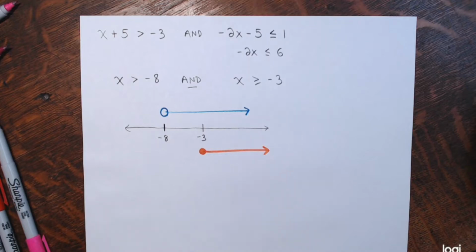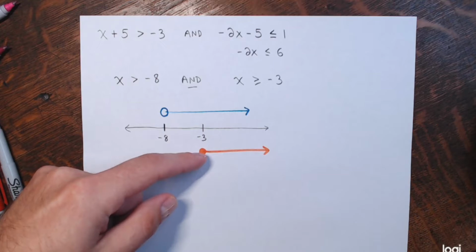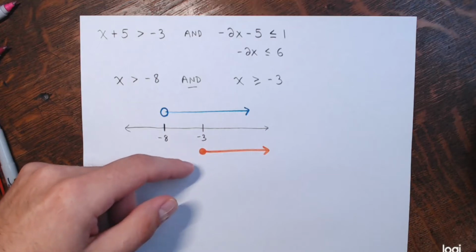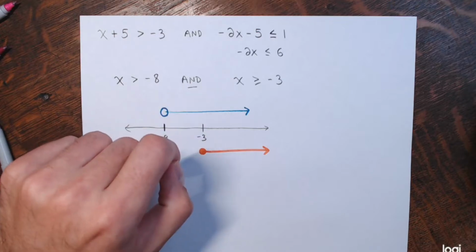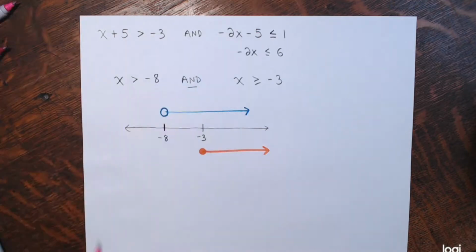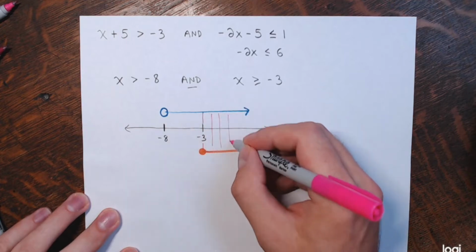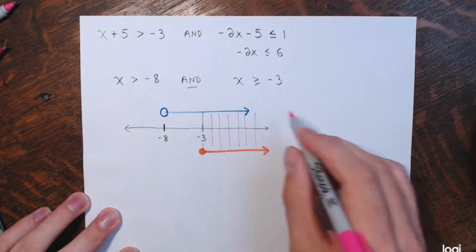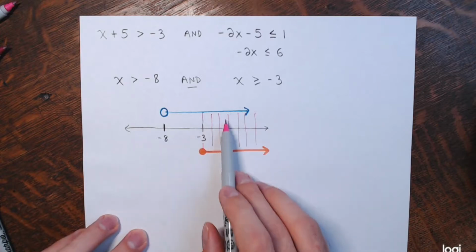So now I have the numbers that satisfy the first inequality, the numbers that satisfy the second one pictured. We're looking for the intersection. So I am looking for the numbers that satisfy both, looking for the overlap, and that would be these numbers from -3 and up. Right? You can see all these numbers from -3 and above are on both graphs.